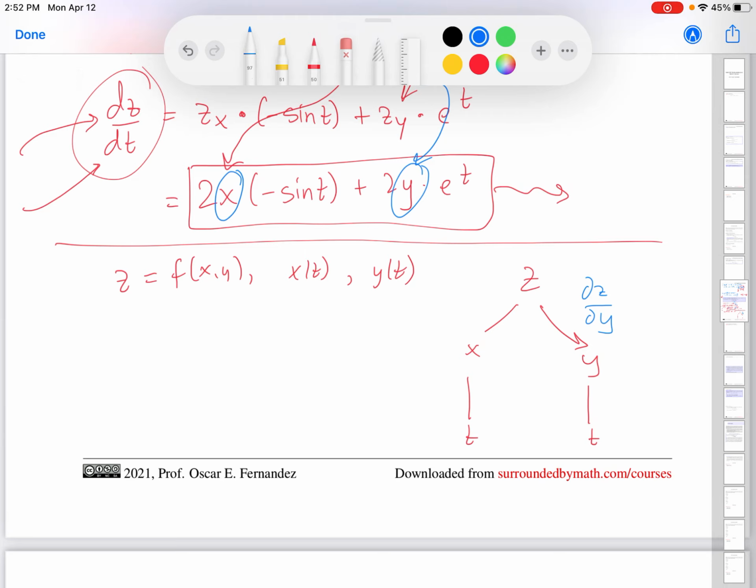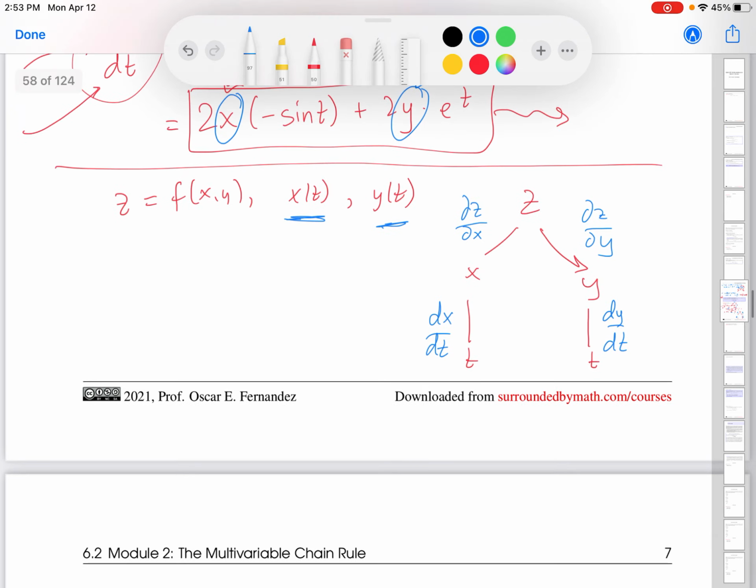And then similar question, how do I get from z to x? Well, I have to take a partial derivative here, because z depends on x and y. And then different answer though, how do I get from x to t? Well, in this context, x is a single variable function, so that's dx dt. And then how do I get from y to t? Well, similar thing here, y is only a function of t, so this is dy dt. Okay, and then this is another way to remember the formula for the chain rule.